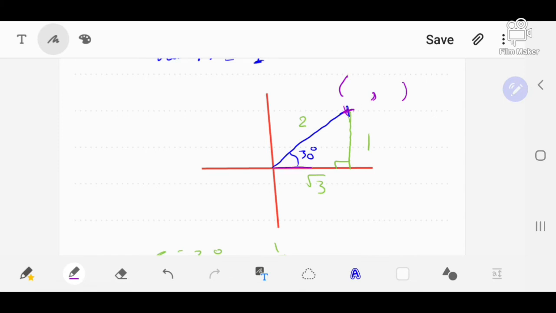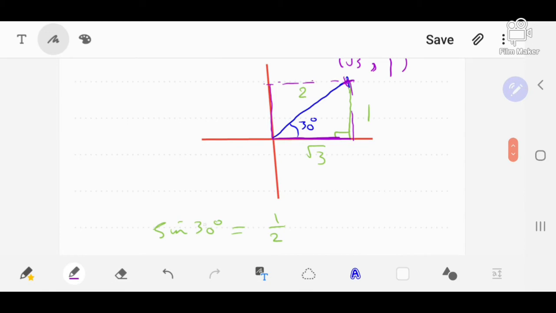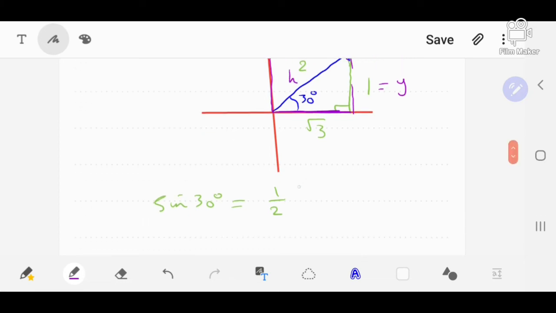Where's the y value? The y value means the height, right? This here is the same as this length here. So this is the y value. So it's 1. So when I'm talking about sine 30, this means I'm talking about the y value over the hypotenuse. So it's y over the hypotenuse.